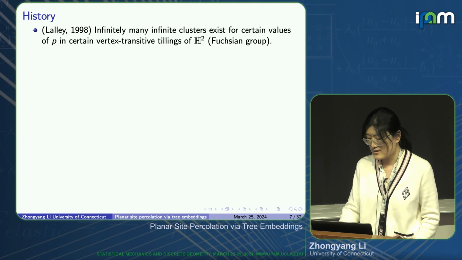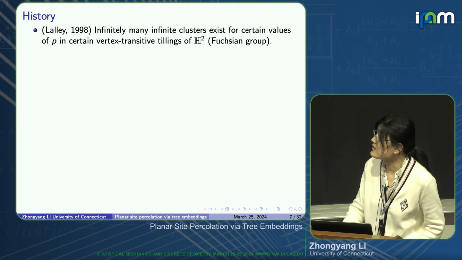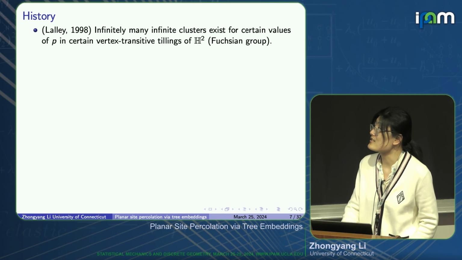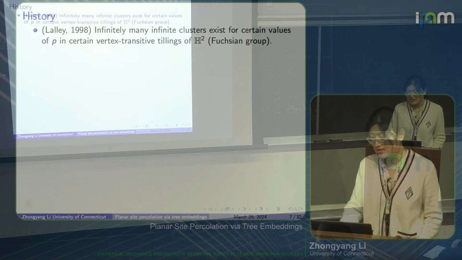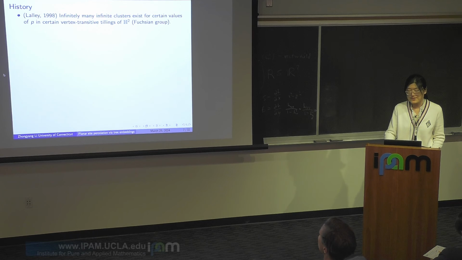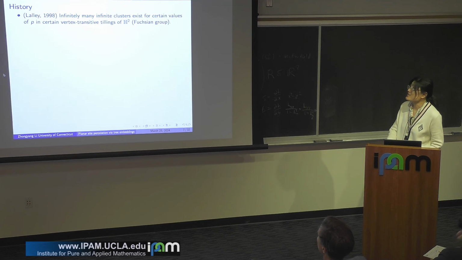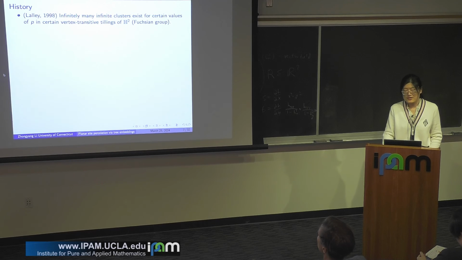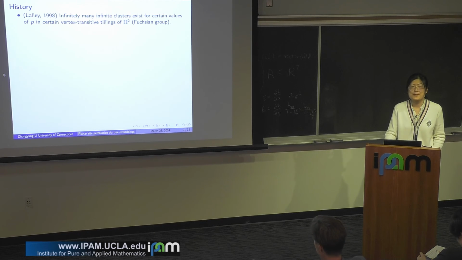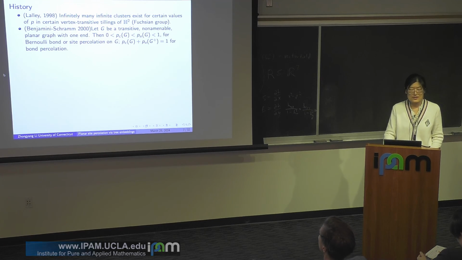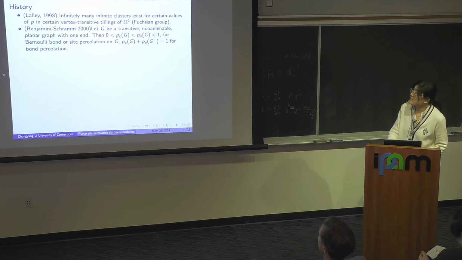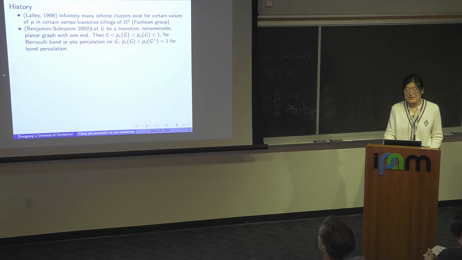Ever since those two conjectures, a number of people have been working on this, and these two conjectures have attracted significant interest among mathematicians. Now let me briefly review the history. Earlier work focused on the case when the graph is both planar and quasi-transitive. In 1998, Lalley showed that infinitely many infinite clusters exist for certain values of p in certain vertex transitive tilings of H2.